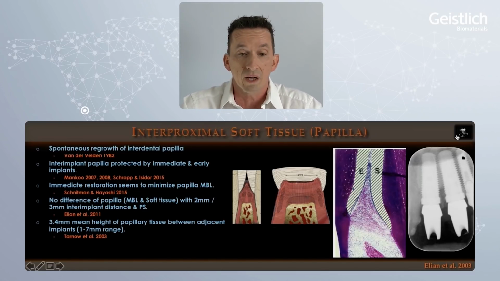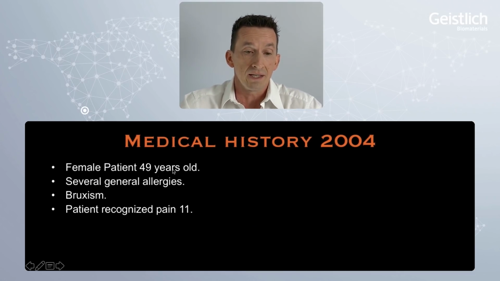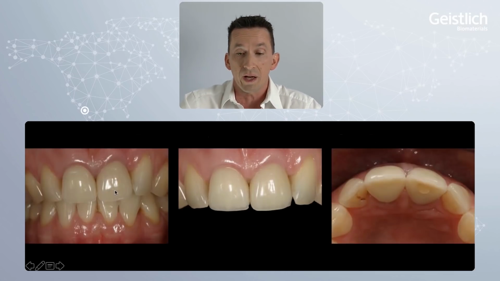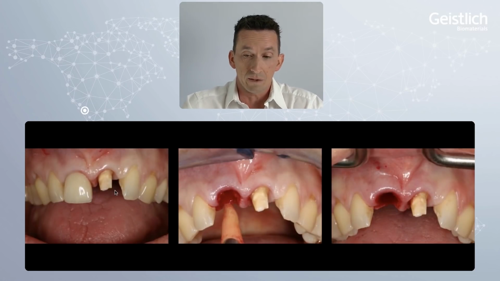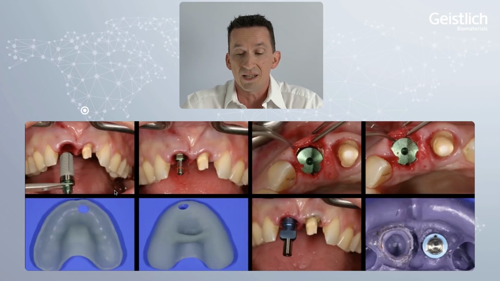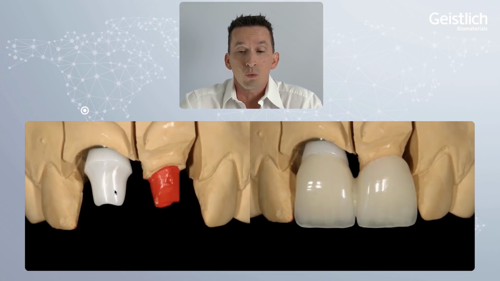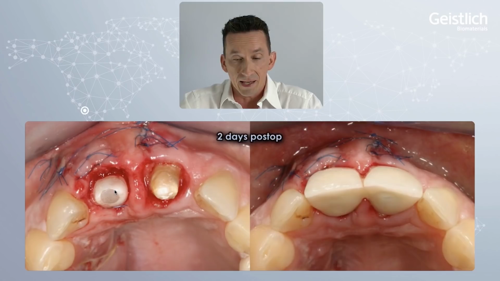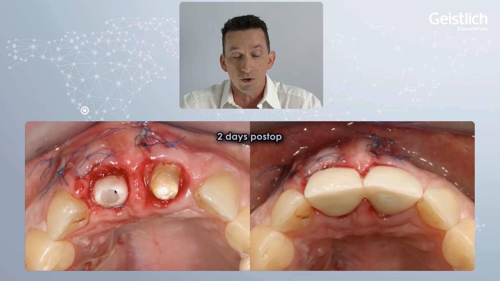Also here I can show you a case on that, a patient in 2004, 49 years old. She was suffering from bruxism, she had pain at the tooth 1-1, which we had to extract. So we prepared the 2-1 for a crown, we extracted the 1-1, we placed immediately an implant, we did an immediate impression, a connective tissue graft, and within 2 days we placed the final abutment. So in the bleeding environment we placed the final ceramic abutment with a connected long-term provisional.